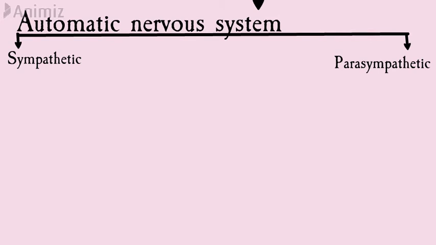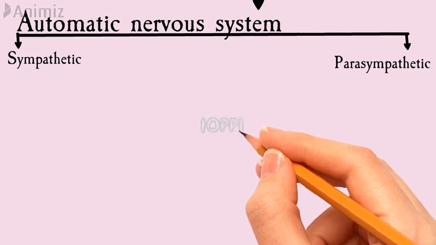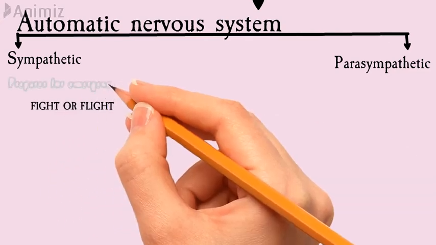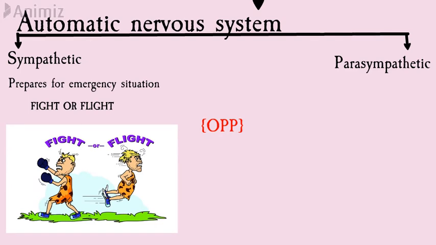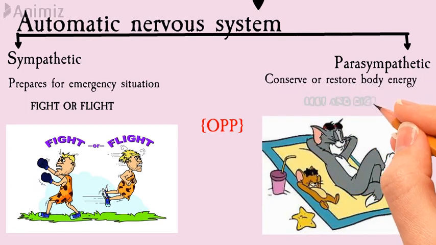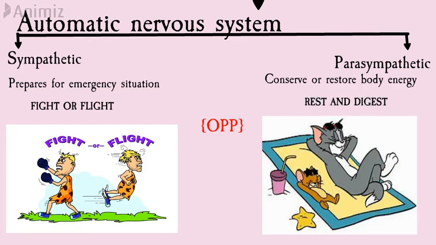Both actions are always opposite. The sympathetic prepares the body for emergency situations, hence it is known as fight or flight, and the parasympathetic conserves and restores the body and its energy, hence it is known as rest and digest, or rest and relaxation.